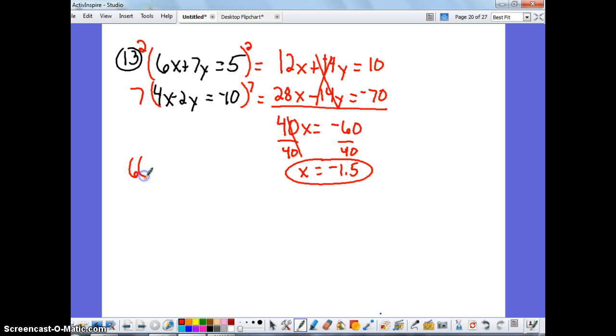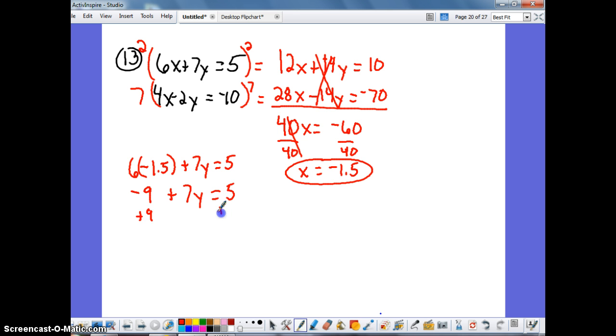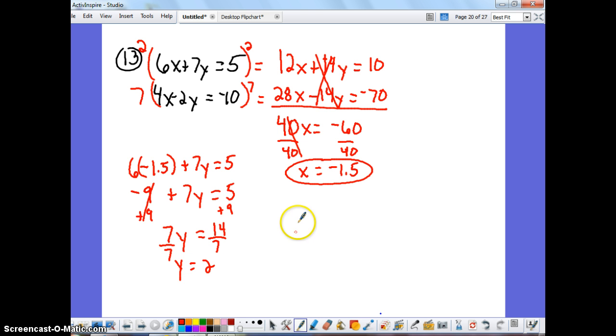So this is going to be 6 times my x, which is now the negative 1.5, and then plus 7y is equal to 5. So 6 times negative 1.5 is going to give me a negative 9. Plus 7y is equal to 5. Now solve for that y. So you add your 9 to both sides. 7y is equal to 14. Divide by 7, and you end up with y is equal to 2. So my answer here is negative 1.5, comma 2. That's the solution to that system.